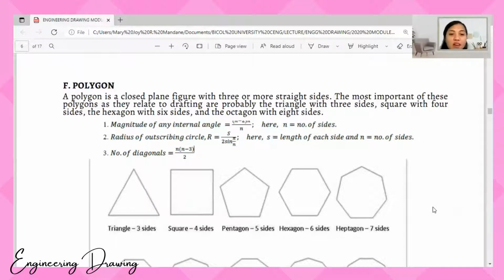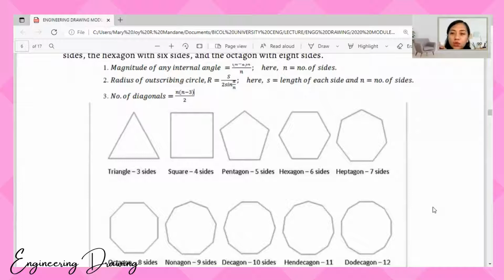And the radius of the circumscribing circle, r, is equal to s over 2 sine pi over n, where s is the length of each side and n is the number of sides. And the number of diagonals is n times the quantity n minus 3 over 2. Okay, so you need to use here, of course, the ruler, the protractor if needed, and the divider. Okay, yung divider or yung compass na tinatawag.